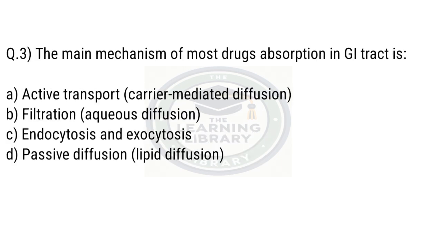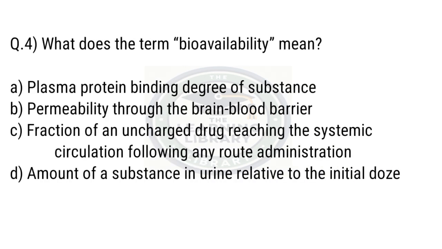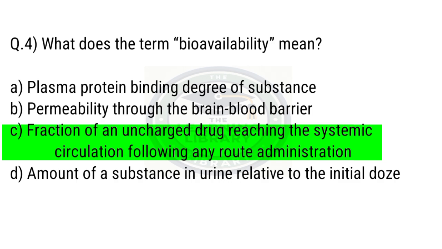Question number 3. The main mechanism of most drugs absorption in gastrointestinal tract is. The right answer is option D. Passive diffusion. Question number 4. What does the term bioavailability mean? The right answer is option C. Fraction of an uncharged drug reaching the systemic circulation following any route administration.